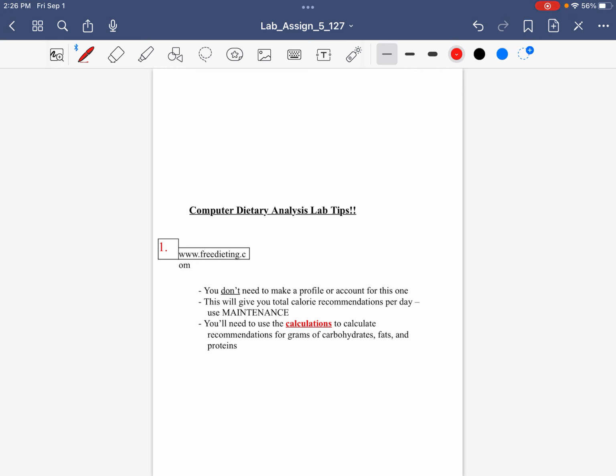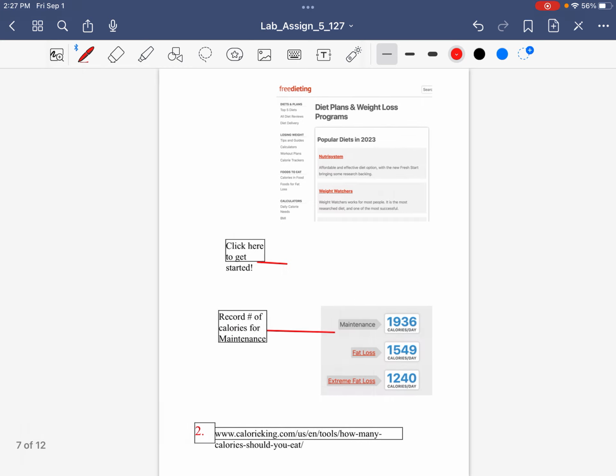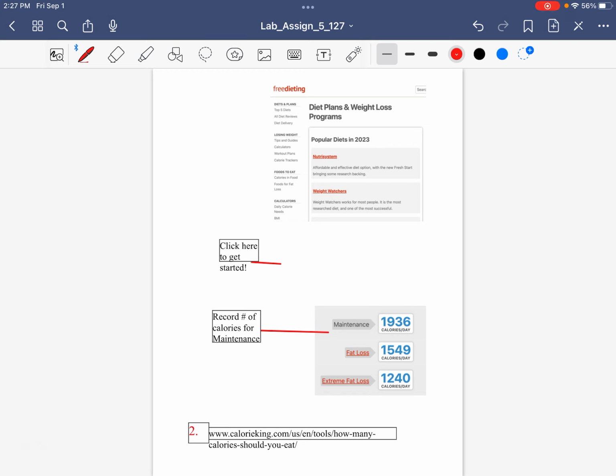It probably came over a little bit wonky when I imported it into my iPad, but these are some tips, right? They give you the website, freedieting.com. And I even include some pictures. The editing got a little weird. When you see it on your own, you're going to see that for free dieting, you're going to want to go to daily calorie needs. When you click on daily calorie needs, it's going to give you a calorie recommendation. When it does, you want to choose the one for maintenance.